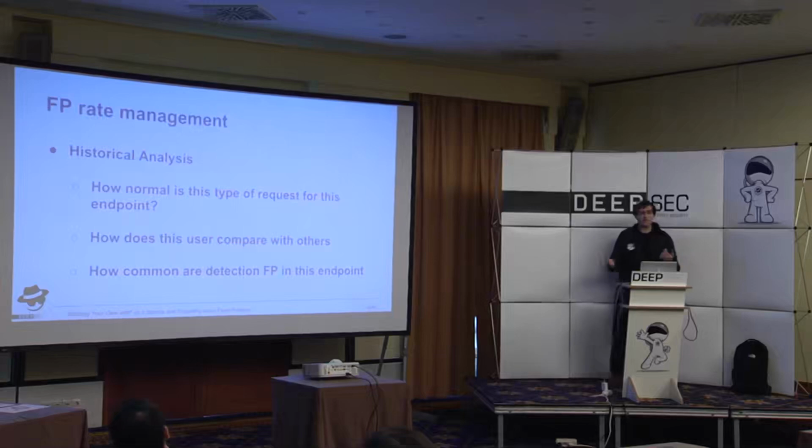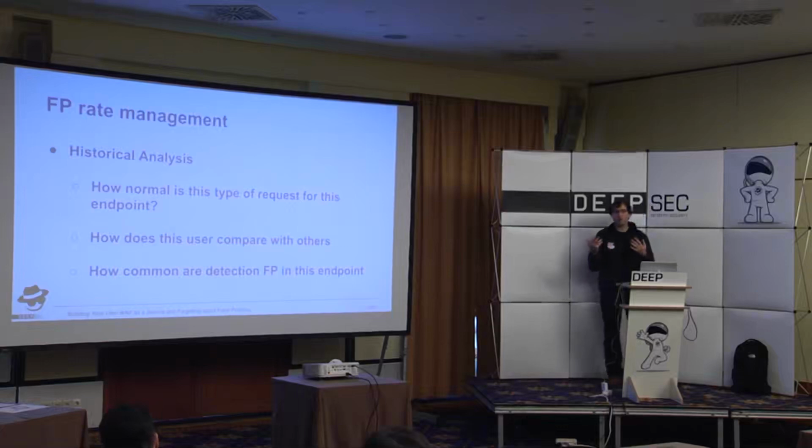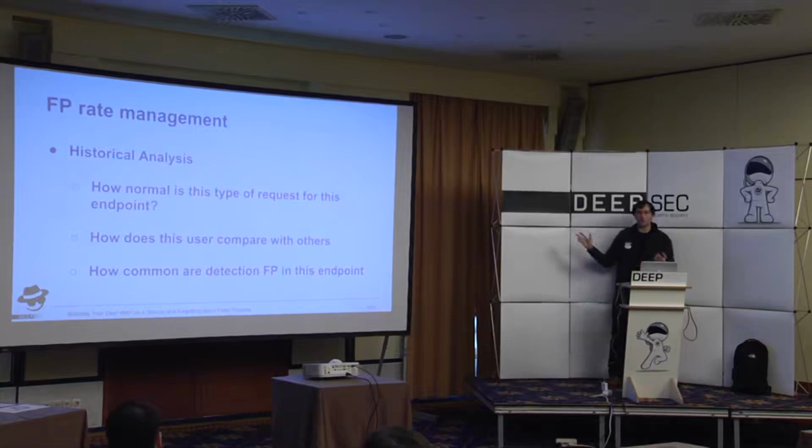Then, of course, the historical analysis. So how normal is this kind of detection false positive for a particular endpoint if I'm seeing something that a priori you think it might be a detection false positive? Then how does this user compare to others? And how common are detection false positives in this endpoint? But for example, let's say that you suddenly see a couple of requests which look like an attack. You might want to evaluate, okay, is this a particular user or is this all users in this particular endpoint? That might actually mean that there has been a new release which is triggering detection false positives, and you need to go to, let's say, ModSecurity and tune the rules.